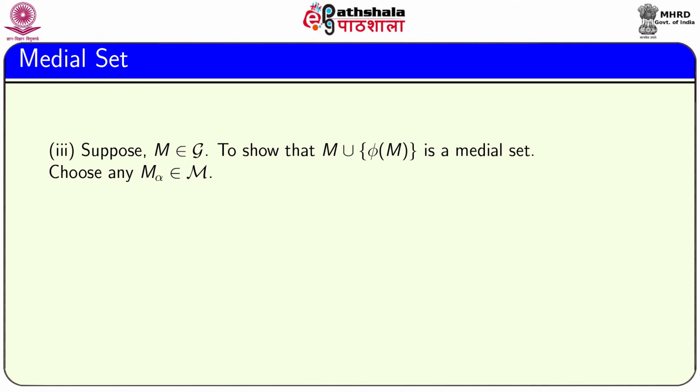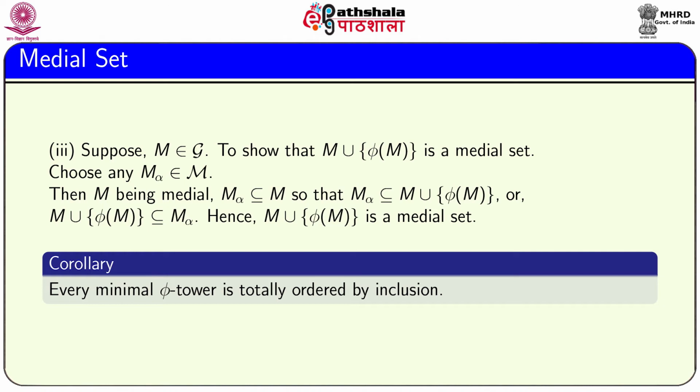Third condition for phi tower: we start with any M from script G to show that M union the set containing phi M is a medial set. So, choose M alpha from script M. Then, M being a medial set, either M alpha is a subset of M, so that M alpha is contained in M union the set containing phi M, or M union the set containing phi M is contained in M alpha. Hence, M union the set containing phi M is a medial set.